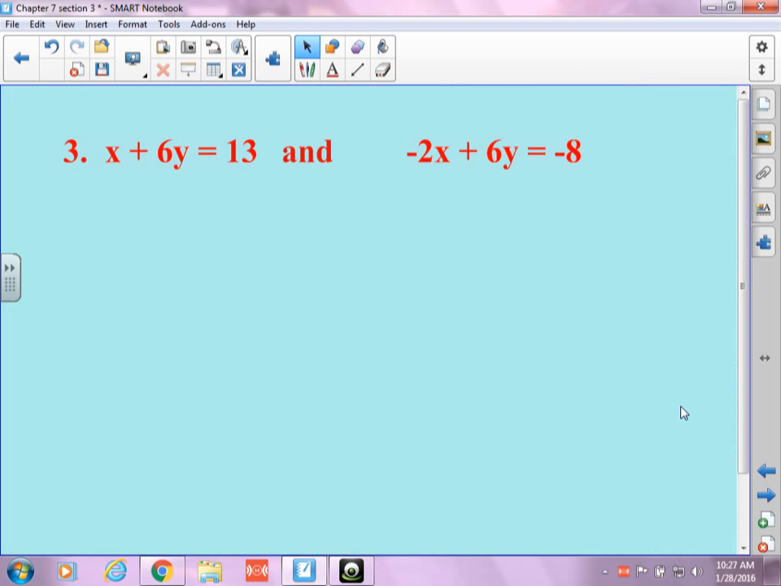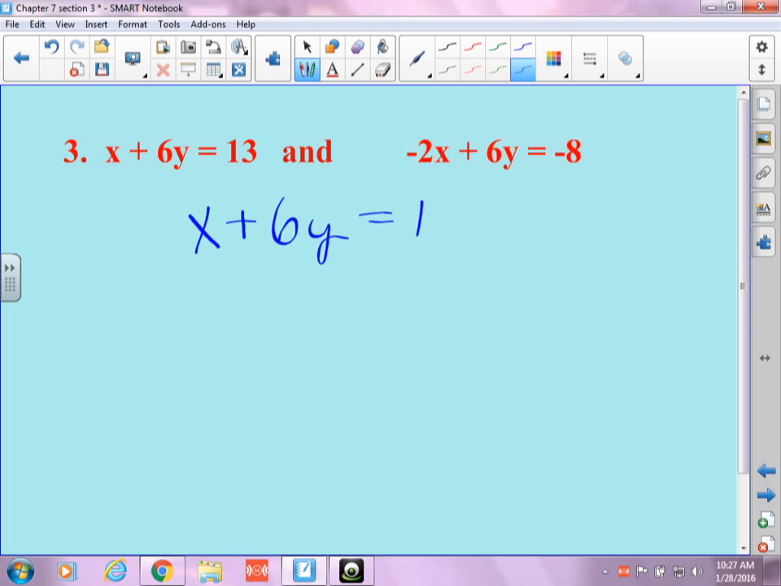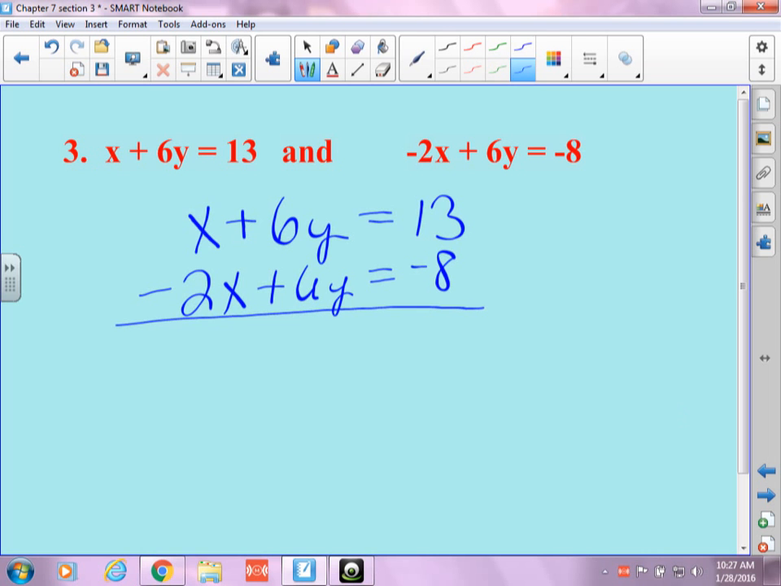Right. So x plus 6y equals 13. Negative 2x plus 6y equals negative 8. You want to add or subtract? Subtract. Why? Do you see the trick? Yeah. That's correct. 6 minus 6 is 0. So if they're the same sign, you subtract. Very good. So I'm going to subtract.